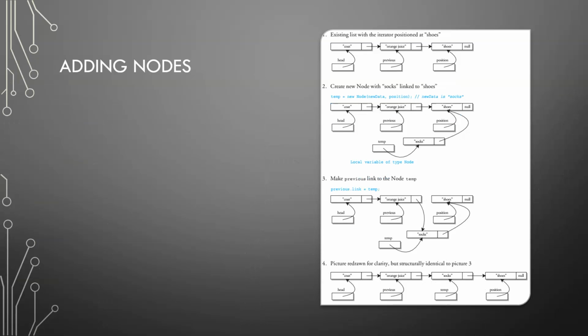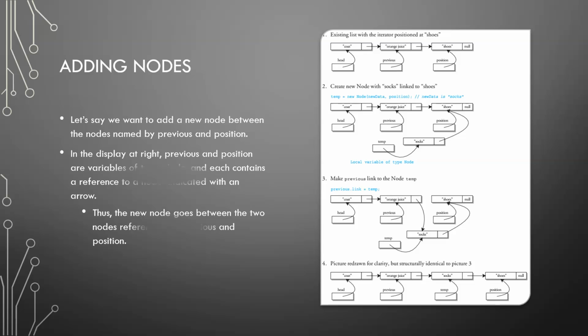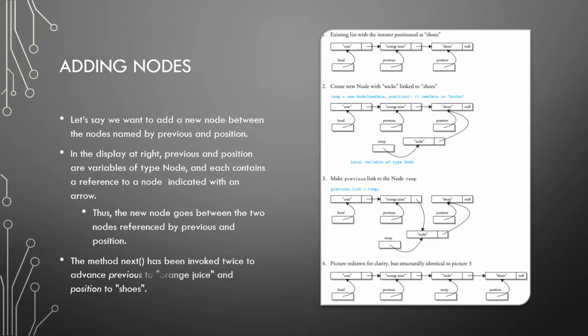All right, we've already talked about deletion, so let's talk about adding now. So let's say this time we want to add a new node between the nodes named by previous and position. In our display, you'll see previous and position are variables of type node, and each contains a reference to the node indicated with an arrow. Thus, the new node goes between the two nodes referenced by previous and position. The method next has been invoked twice, therefore advancing previous to orange shoes and position to shoes. So here's our existing list with the position as shoes.